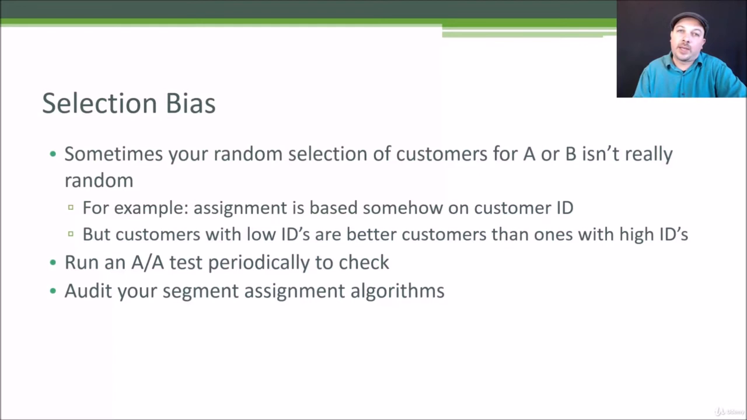Another potential issue that can skew your results is selection bias. So it's very important that customers are randomly assigned to either your control or your treatment group, to your A or your B group, right? But there are subtle ways in which that random assignment might not be random after all.